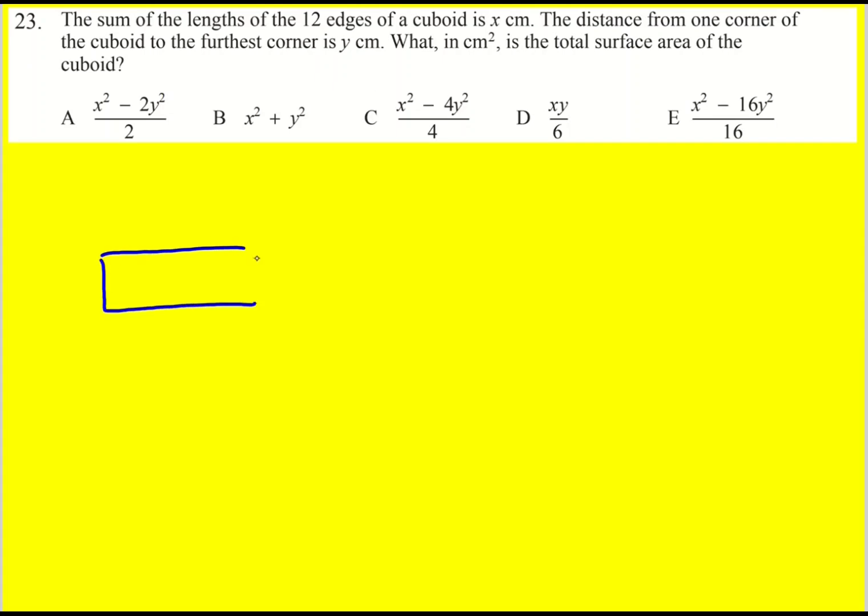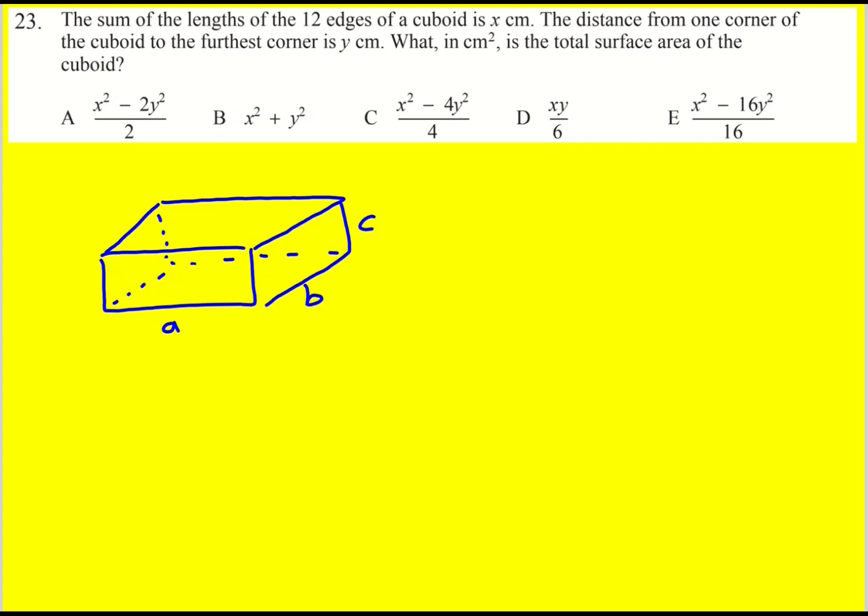Let's sketch a cuboid out. So I'm going to say that this length is A, this one is B, and this one is C. Of course, we've got more lengths behind. So we're told that the sum of the 12 edges of a cuboid is X.